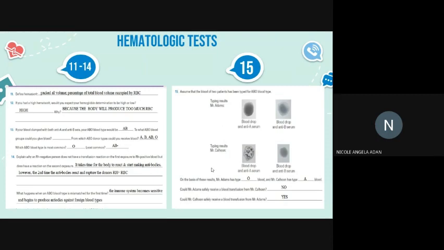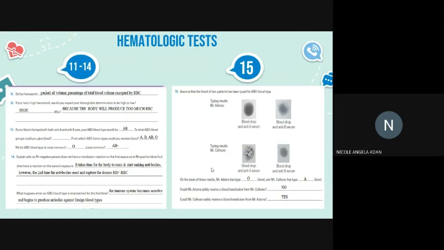If your blood clumps with both antigen A and antigen B sera, your ABO blood type would be AB. To what ABO blood groups could you give blood? From which ABO donor types could you receive blood? You can receive blood from A, B, AB, and O. Which ABO blood type is most common? The most common blood type is O, and the least common is AB negative.